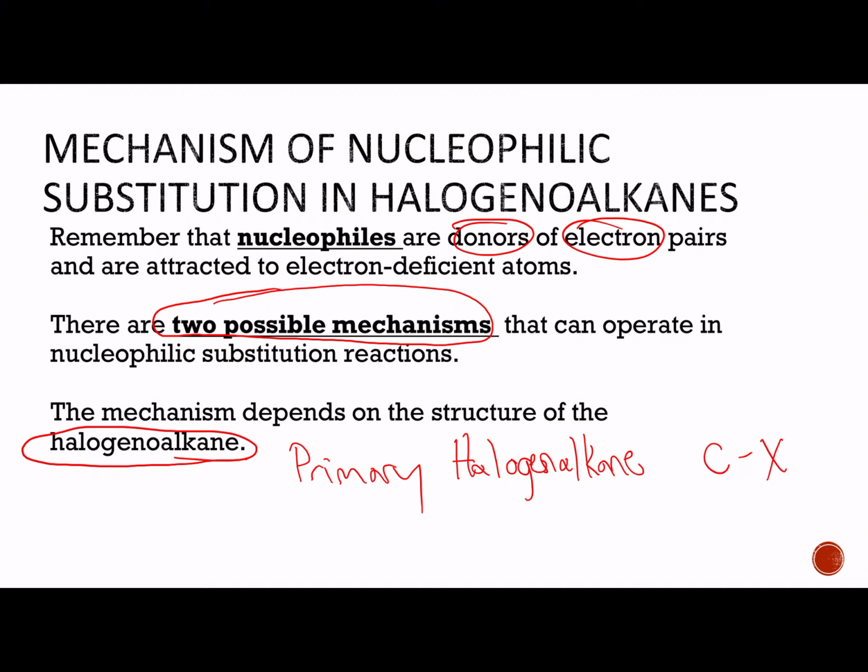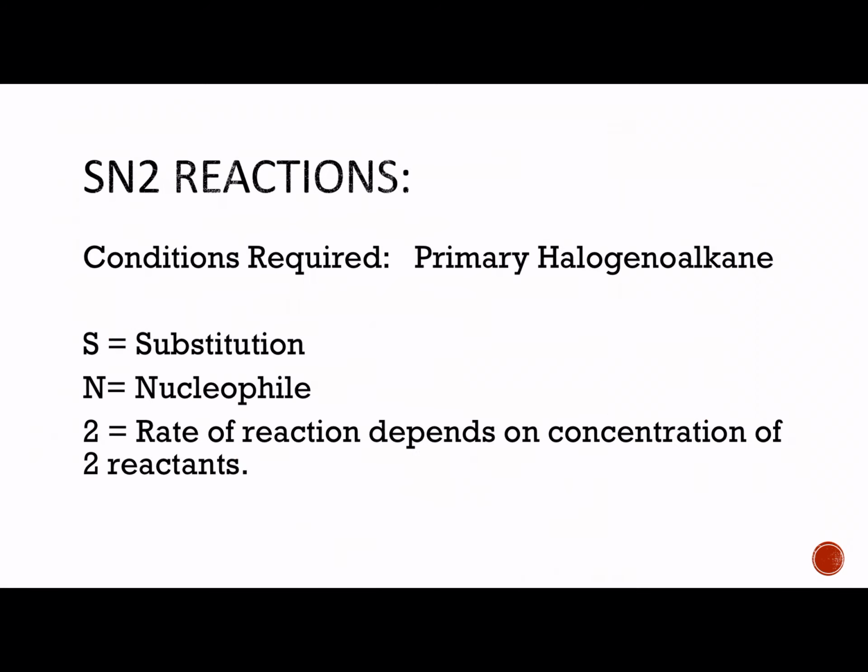So it is when you have a halogen connected to a carbon that is only connected to one other carbon. Whereas a tertiary alkane would be a halogen alkane that is connected to 3 other carbon groups, hence called tertiary. Okay, so SN2 reactions.